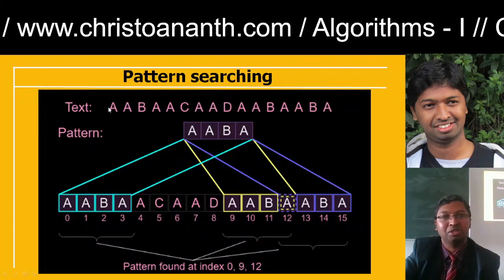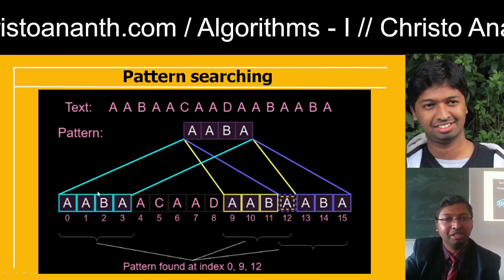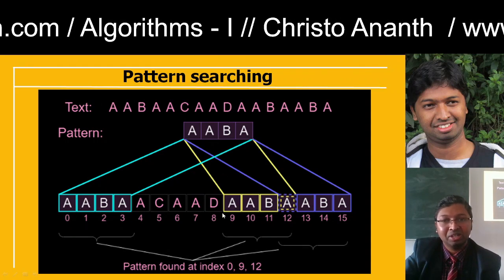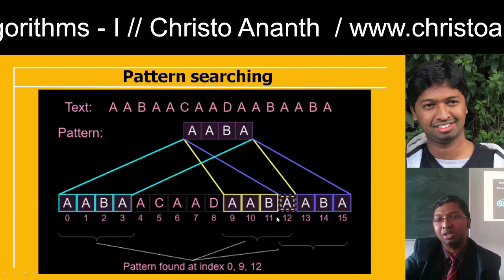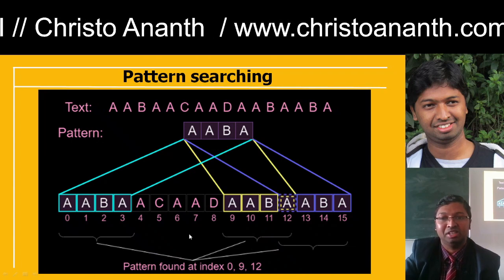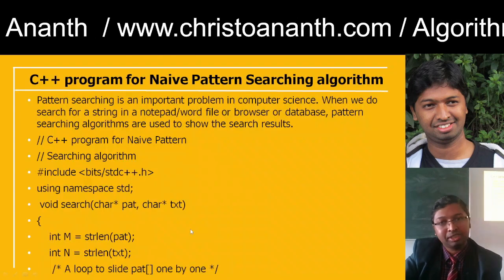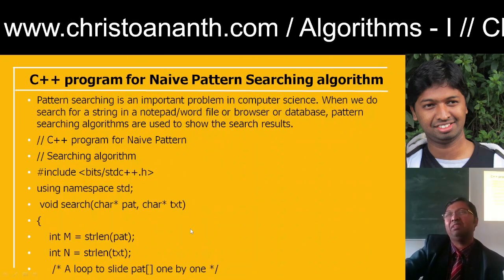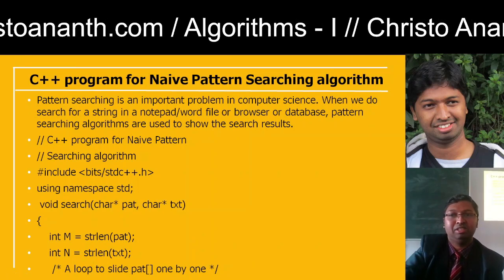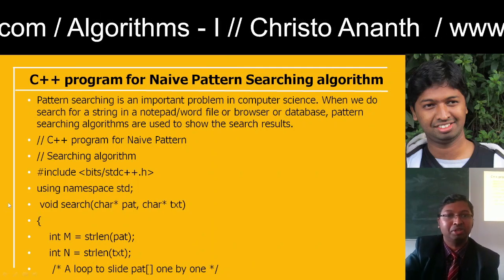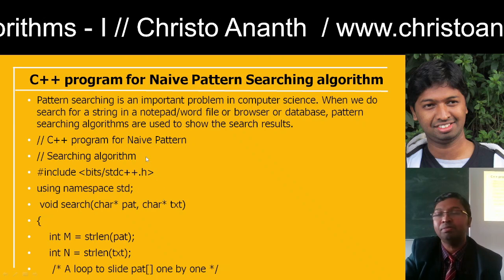Okay, so this is how it goes. Let us have this one, like the text. As I'm telling you, 0, 9, and 12. But in the program you will have a small change in that. So this is a C++ program for the naive pattern search.